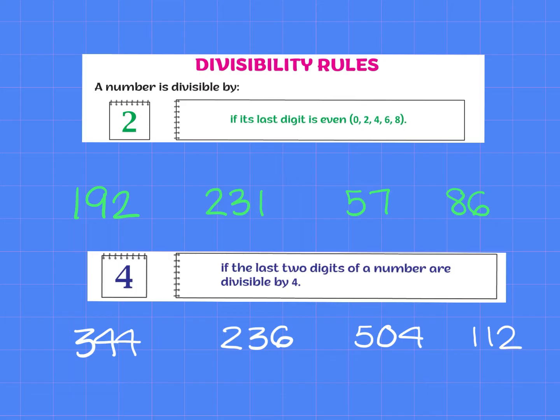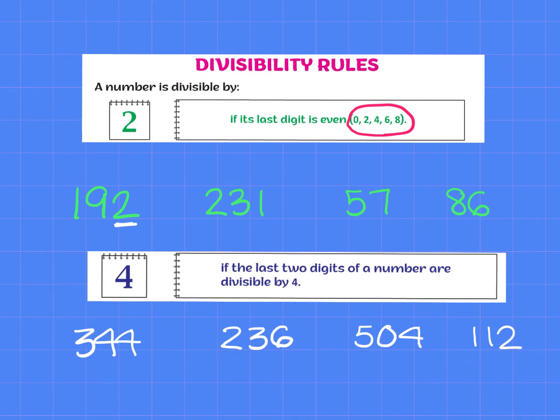First, let's look at the numbers 2 and 4. In order to determine if a number is divisible by 2, the last digit needs to be an even number. Even numbers are 0, 2, 4, 6, or 8. If we're only looking at the last digit, then that is going to determine if the number is divisible by 2.